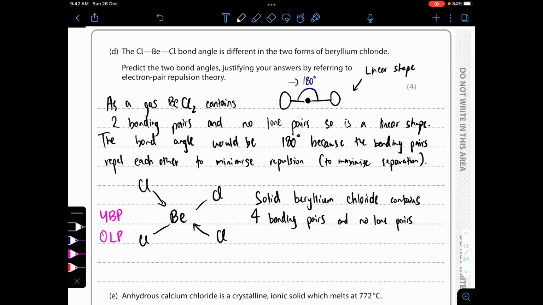So the shape would probably be tetrahedral. But because it's a polymeric chain, all we need to know is the angle, and the angle for a tetrahedral shape is usually 109.5. So the bond angle would be 109.5. That's the end of that question. You get 1 mark for stating the 2 bonding pairs, no lone pairs, and then stating that it would be 180 degrees. The next part is the electron pair repulsion theory, which we did over here. The third part is the bonding pairs, and then giving the angle is the 4th mark. So that's part D.